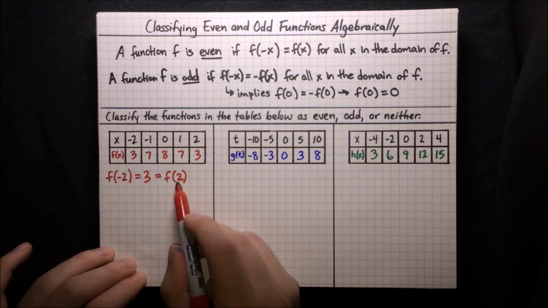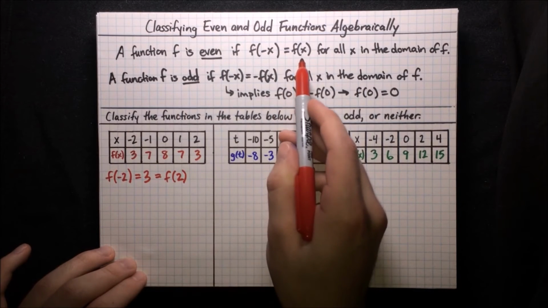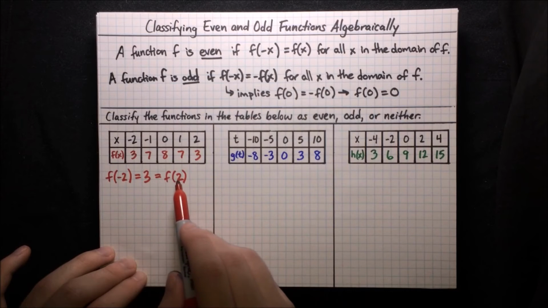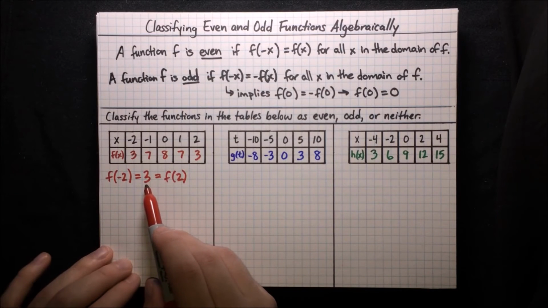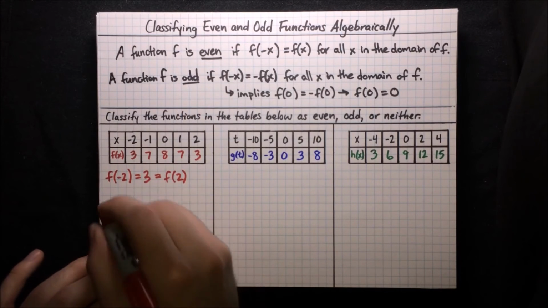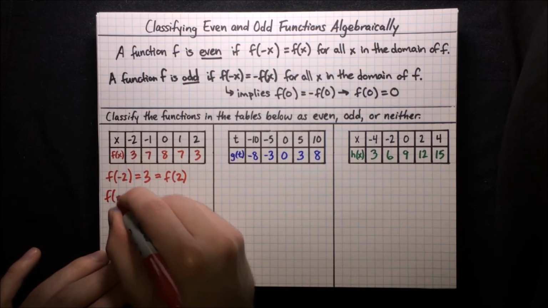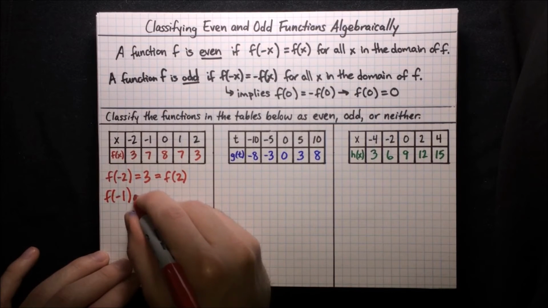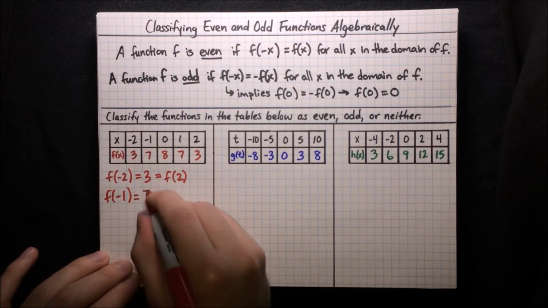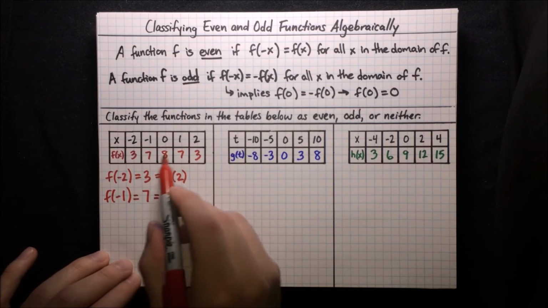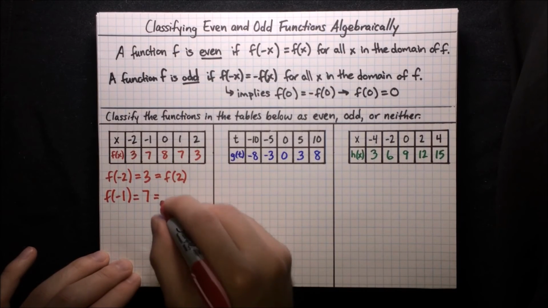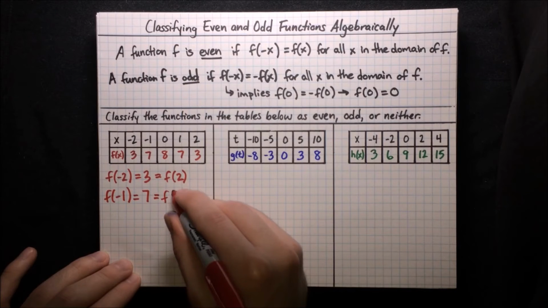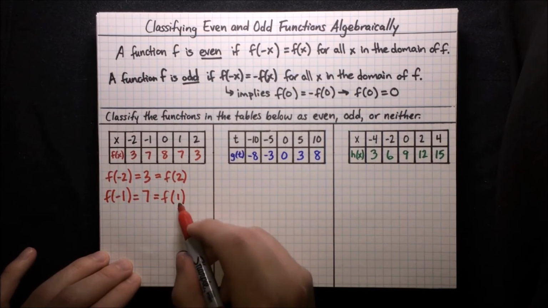And it looks like this is suggesting the function should be even, because the negative and positive inputs both have the same value. Why don't we go ahead and check this a little bit more? Let's check f of -1. f of -1 is equal to 7. And how does that compare to f of 1? Well, f of 1 is also 7, so f of -1 is equal to f of 1, which again suggests the function is even.